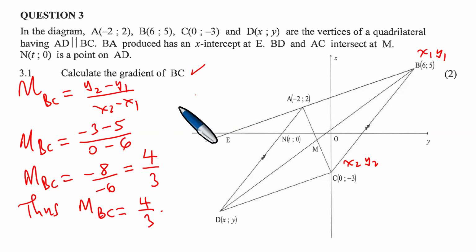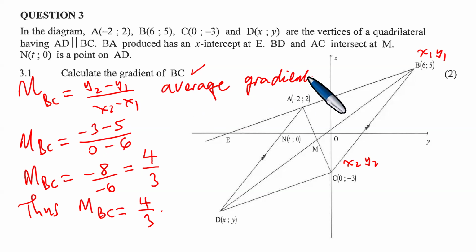We have found the gradient of BC. How do we define the gradient of BC? We use the gradient formula. And this kind of gradient is referred to as what we call the average gradient. Let's look at the next question.